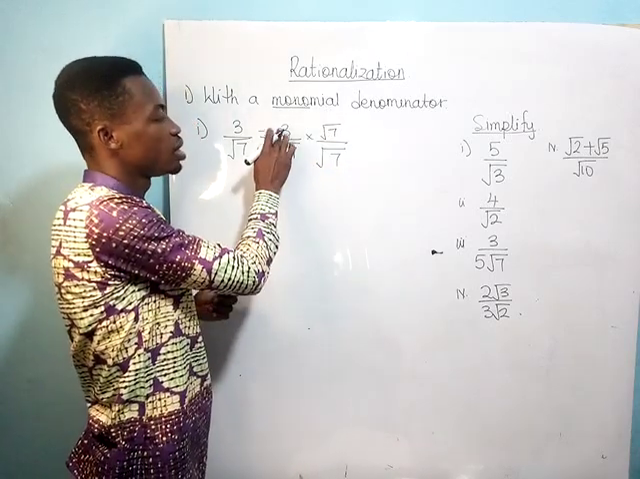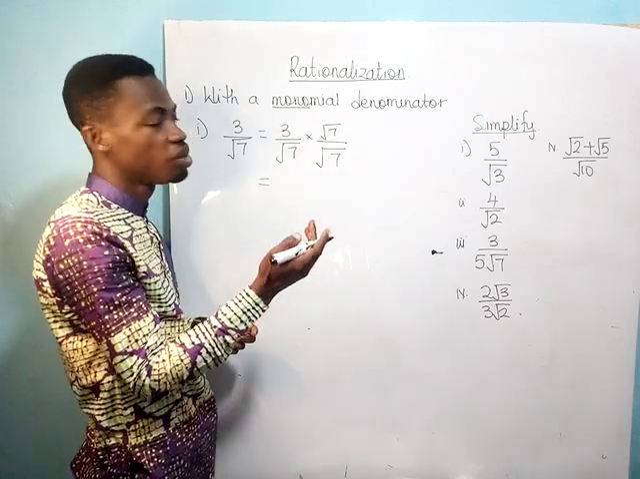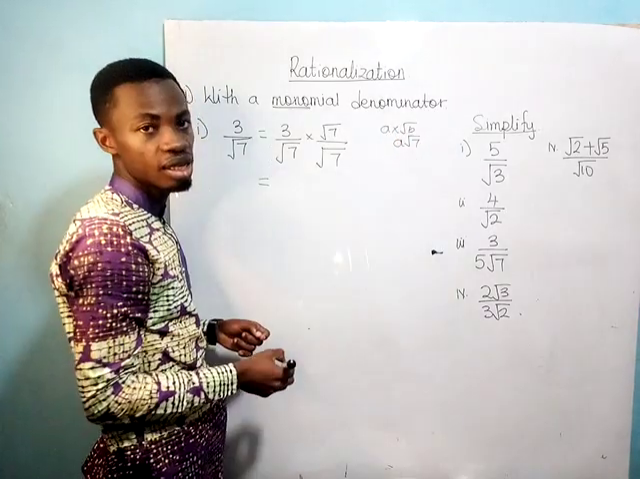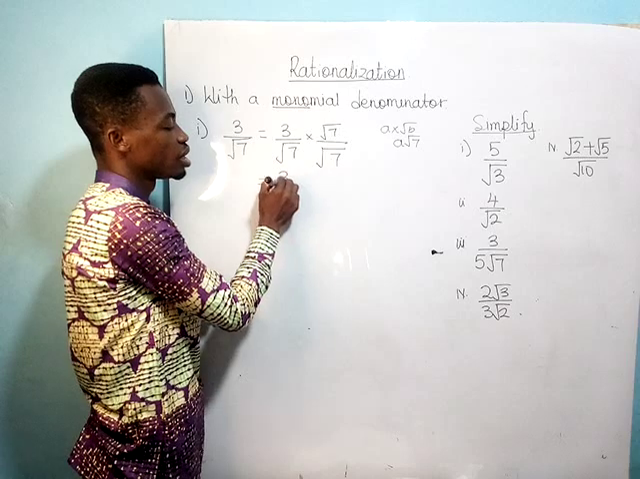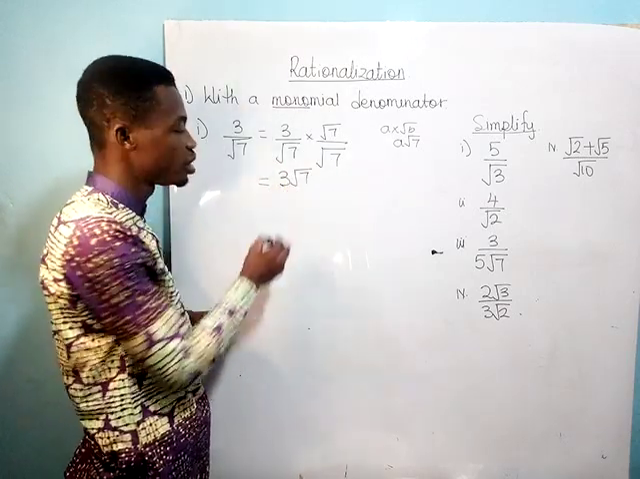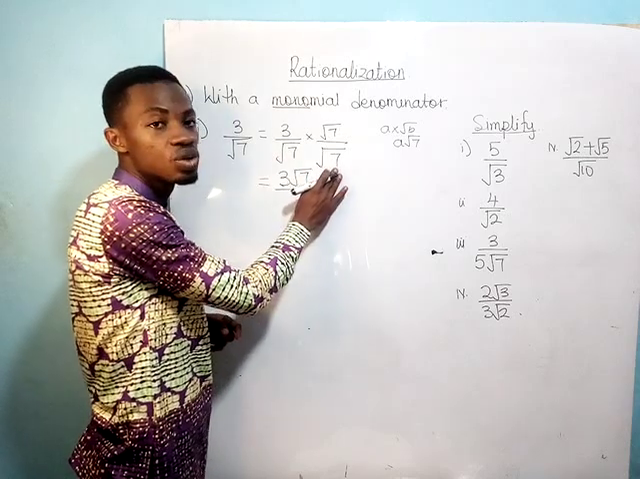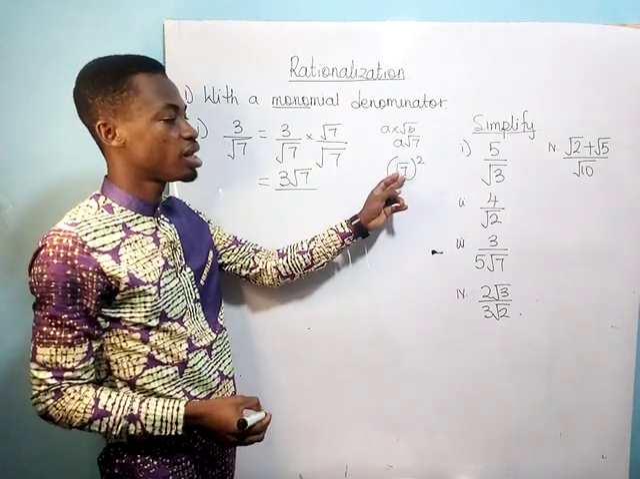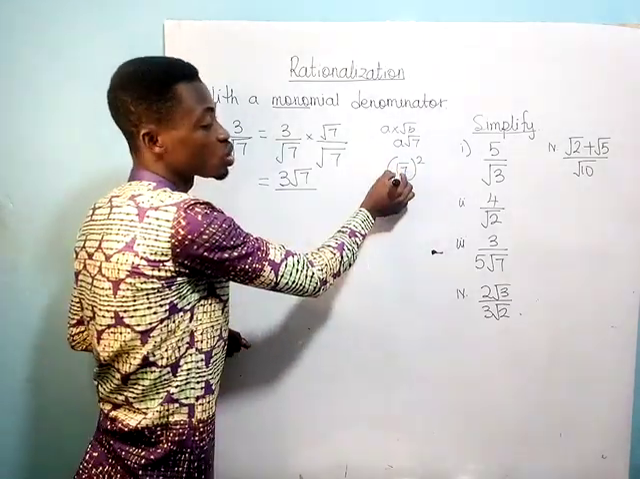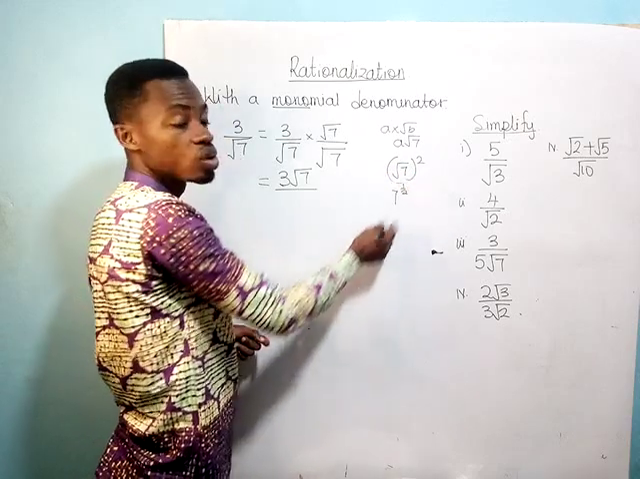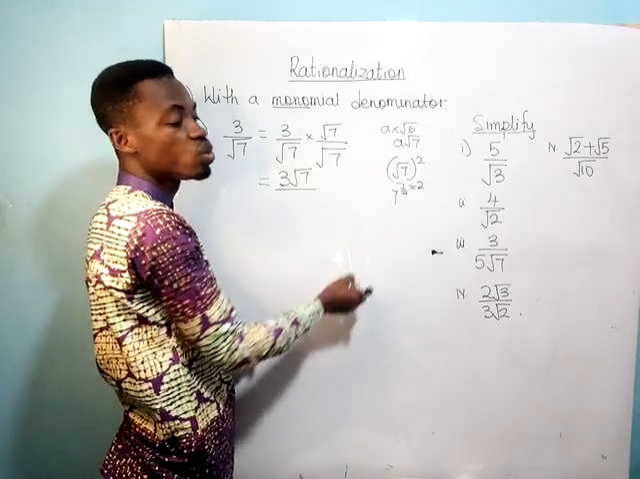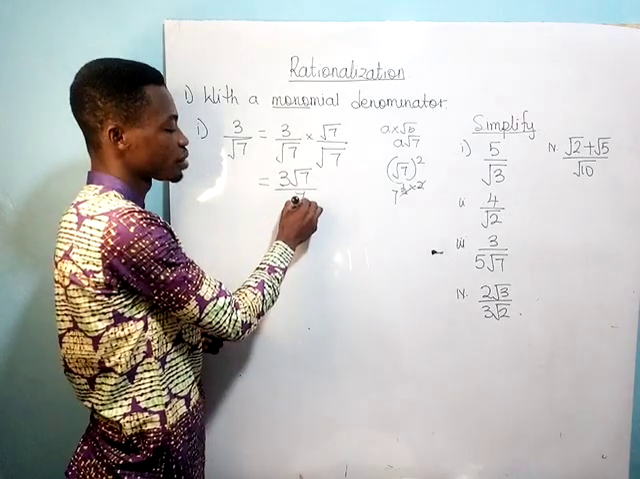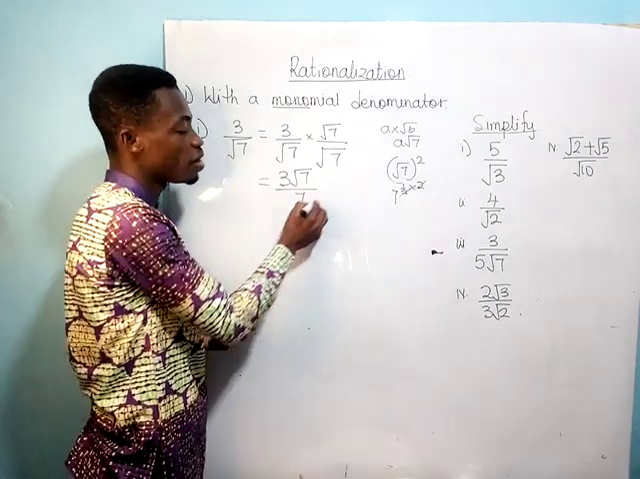So now here, 3 times root of 7. We've learnt it already. A times root of b is a root of b. So 3 times root of 7 gives us 3 root of 7. Then root of 7 times root of 7. As we've learned, the square of the square root of a number is the number itself, because square root means the number to the power 1 over 2, times the 2 here. So 2 cancels out 2. You have 7. So root of 7 times root of 7 is 7. And this is our final answer.